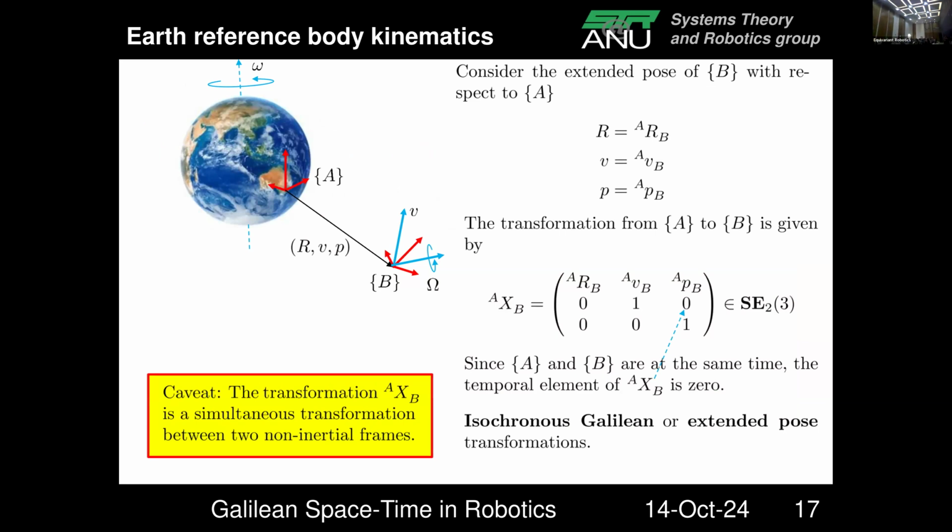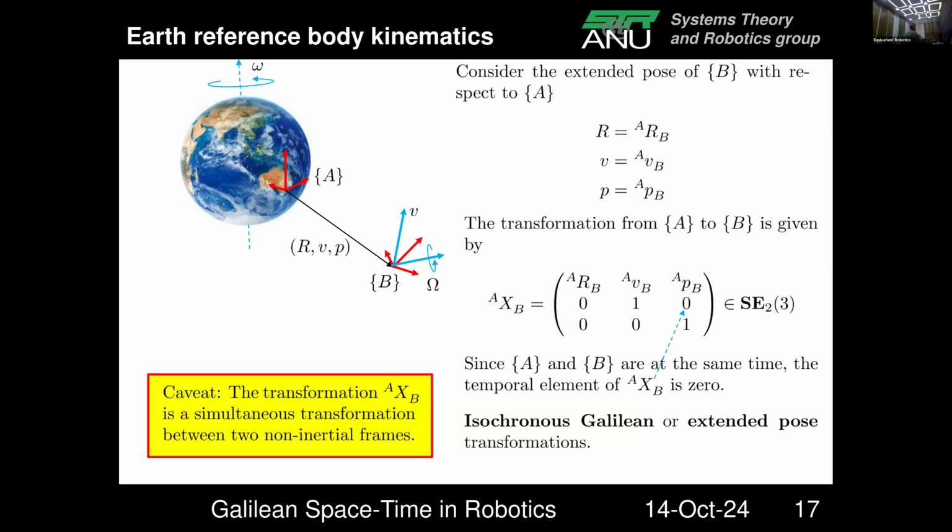So I've got my rotating frame A, and I've got my reference frame B that's moving around in space. What I'm interested in is the relative pose, R, v, p. So I put that into a matrix that looks like a Galilean group. And what we see is that the time here is 0, which makes sense because this frame of reference on the Earth's frame is at time t, right? So at time t, I've got this frame, at time t, I have that frame. The transformation between the two has no time offset, it has a 0 in that place.